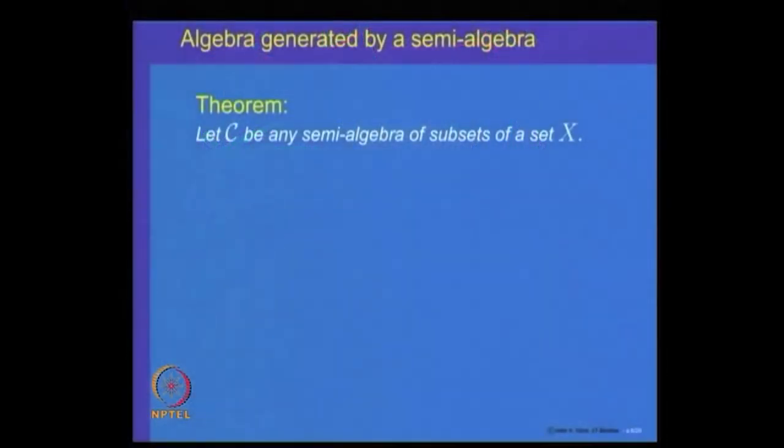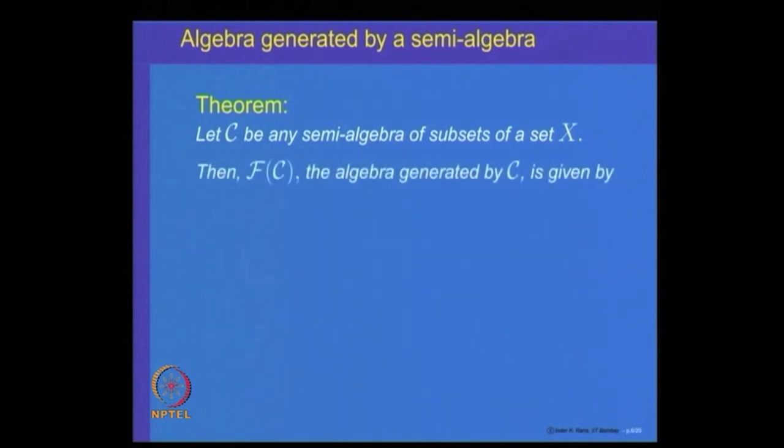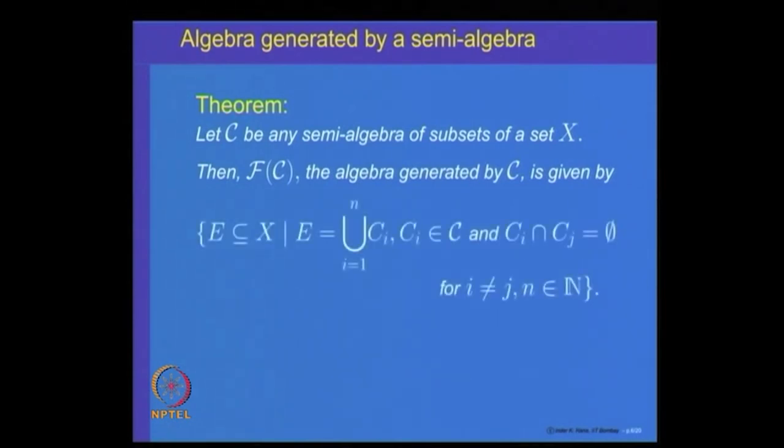So, we want to describe the algebra generated by a semi-algebra. The theorem states the following. Let C be any semi-algebra of subsets of a set X, then F of C, the algebra generated by C, is given by the following collection. It is a collection of all subsets E in X such that E can be written as a union of a finite number of sets C i, i from 1 to n, with each C i in the semi-algebra C, and these C i's are pairwise disjoint.